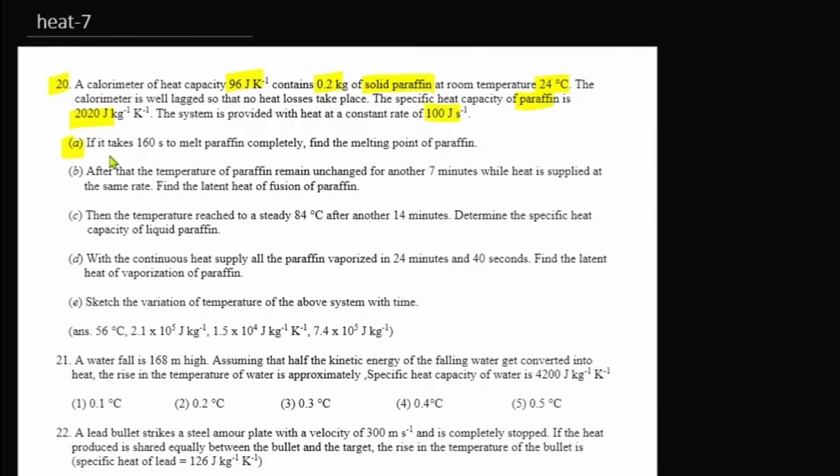The first question, A, says if it takes 160 seconds to melt paraffin completely, find the melting point of paraffin. It should be slightly corrected as: if it takes 160 seconds for the paraffin to reach the melting point, then find the melting point of the paraffin. Okay, fine. So this is the 20th question.